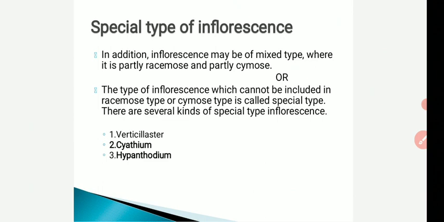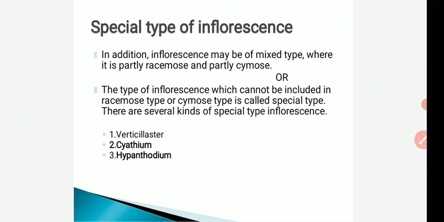Or in other words, we can say that the type of inflorescence which cannot be included in racemose type or in cymose type, such types of inflorescence are called special types of inflorescence. And there are several kinds of special type of inflorescence.